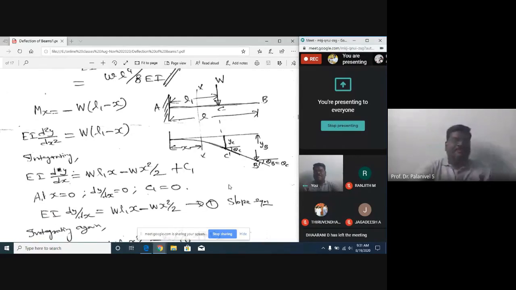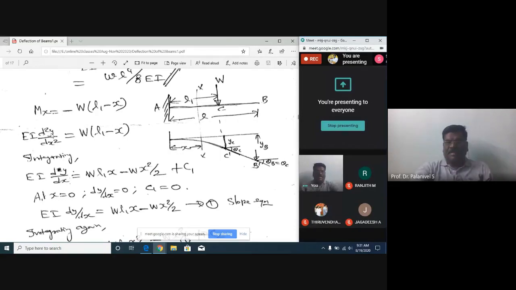Now I will write Mx, the bending moment at the section XX, which is equal to W into the distance between the section and W, that is L1 minus X. The section is at X distance, that's why L1 minus X. So Mx equals minus, it is a hogging bending moment, that's why minus W into (L1 minus X). With this I will finish today's lecture, don't worry.